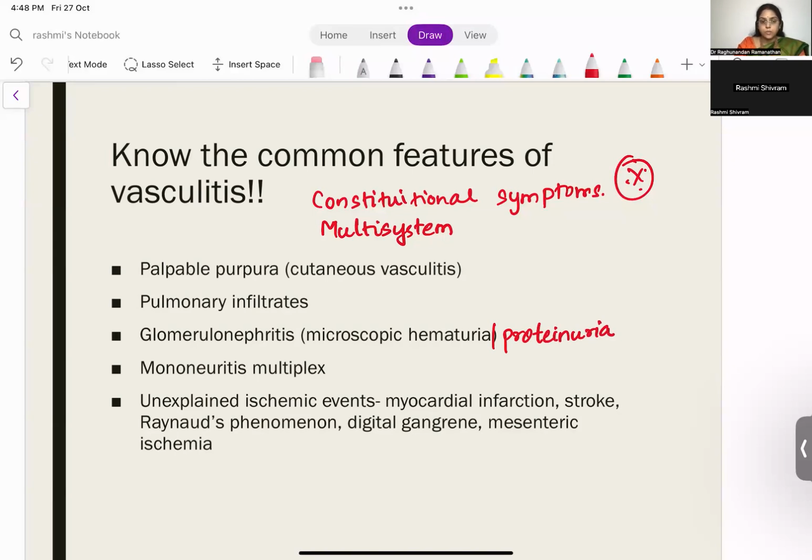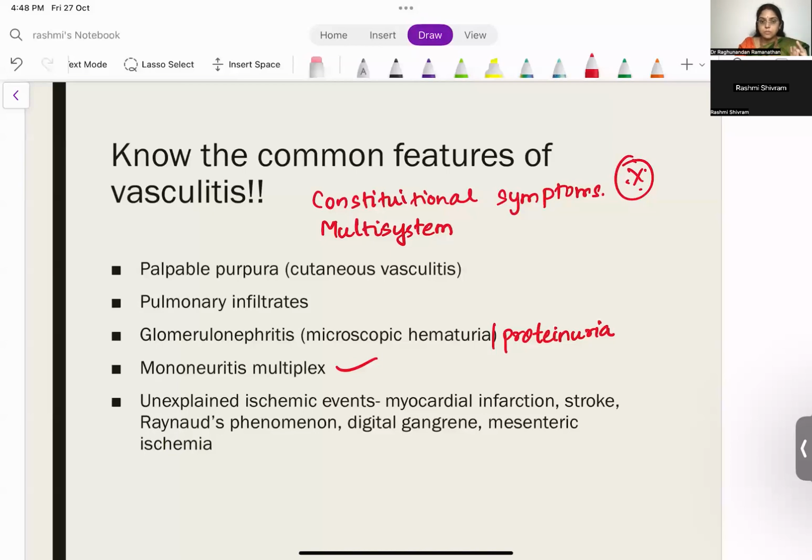When the vessels in the nerves are involved, you will have mononeuritis multiplex. And you can also have unexplained ischemic events like Raynaud's phenomenon, digital gangrene, mesenteric ischemia. You can also have a stroke or an MI. All these vascular complications can happen. It is not always an atherosclerotic disease. Vasculitis can also cause all these symptoms. So it is a varied presentation that you must remember.